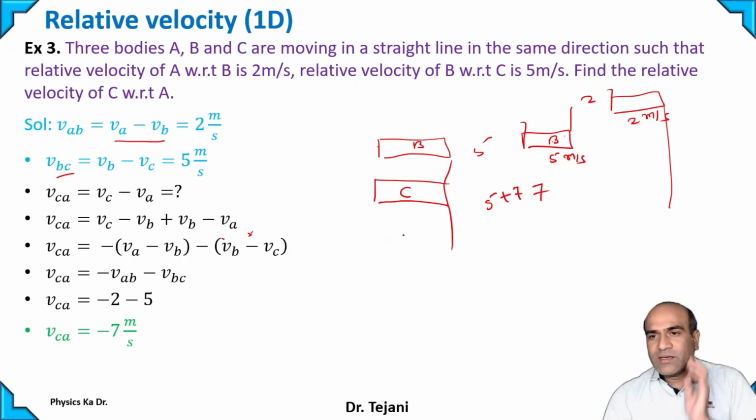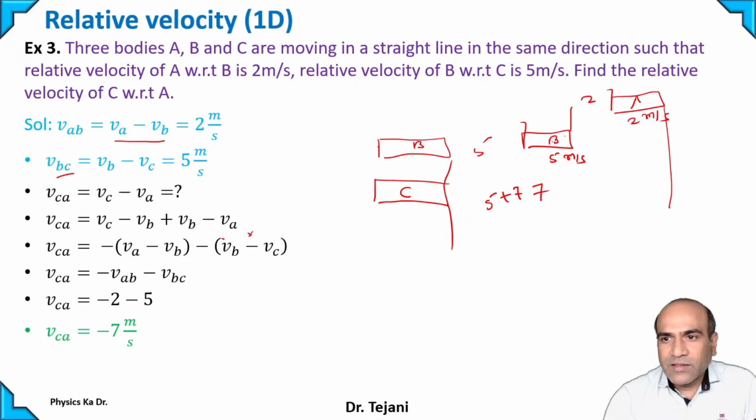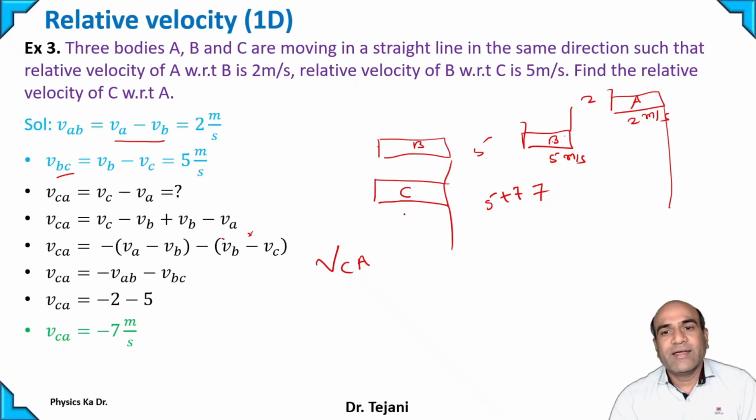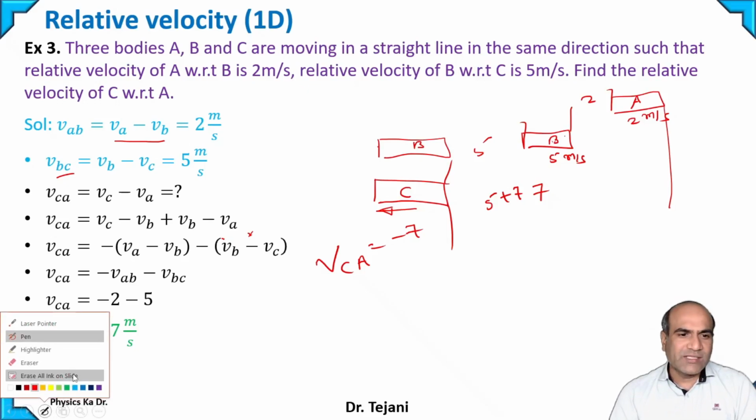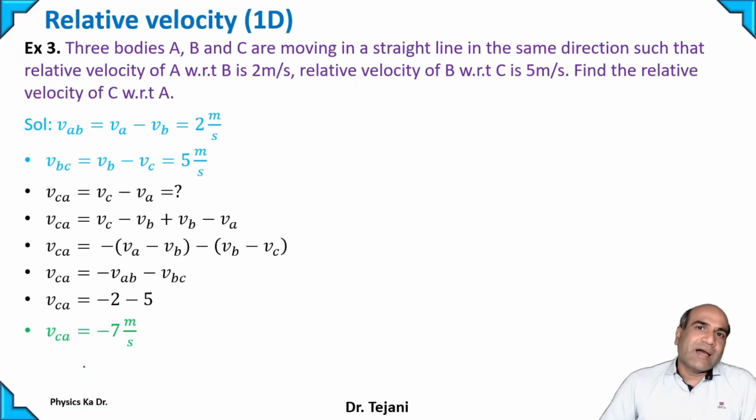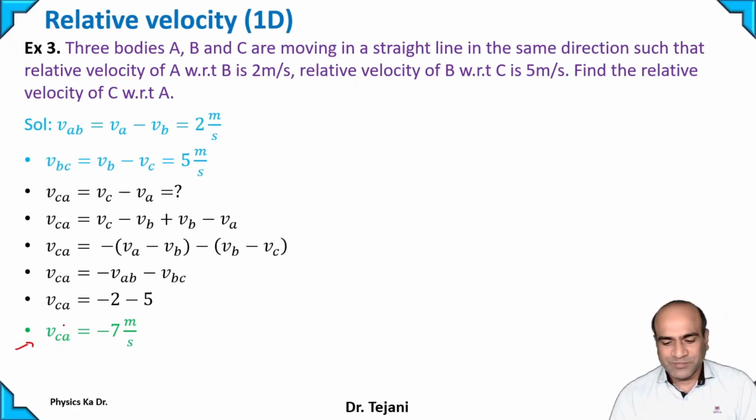But see, if you are talking about the velocity of C with respect to A, A is moving ahead and C is lower. That's why this becomes minus 7, because the relative velocity of C with respect to A is in the negative direction. You can cross-check your answer by using this kind of graphical tool. Otherwise, you just go for the equation, that is sufficient for you.